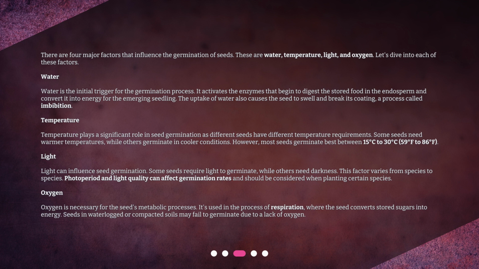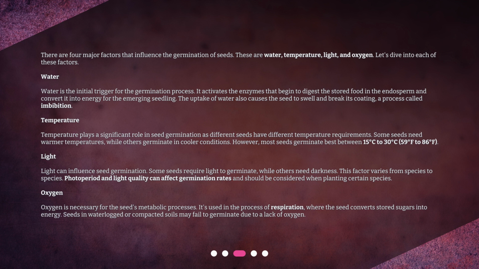Light can influence seed germination. Some seeds require light to germinate, while others need darkness. This factor varies from species to species. Photoperiod and light quality can affect germination rates and should be considered when planting certain species.